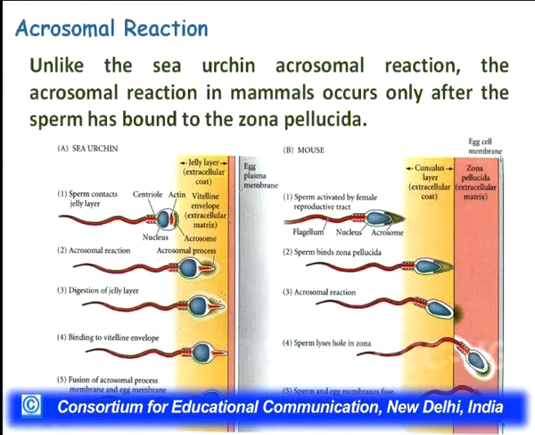and then finally it reaches the egg plasma membrane and just goes in. So, this was in sea urchin, but here you can see that the acrosomal reaction does not take place until the sperm reaches the zona pellucida. So, it is not happening in the jelly layer or the cumulus layer, the extracellular coat here, but the acrosomal reaction takes place once it reaches the zona pellucida, and then it releases all its enzymes, and you can see that it degrades the zona pellucida and finds its way to the egg plasma membrane.